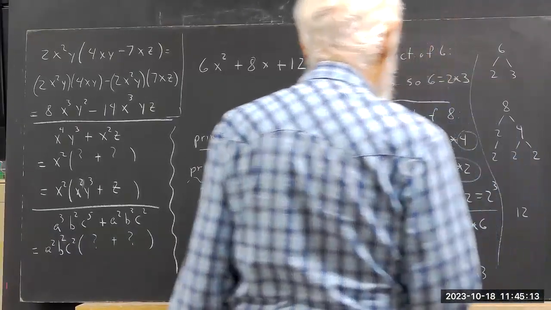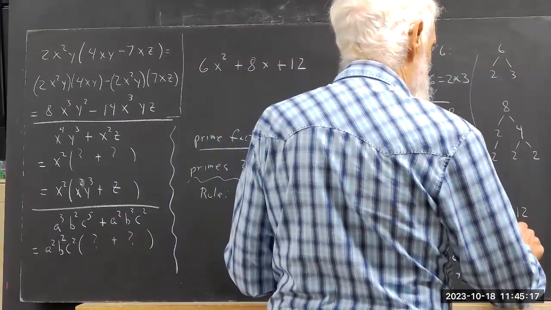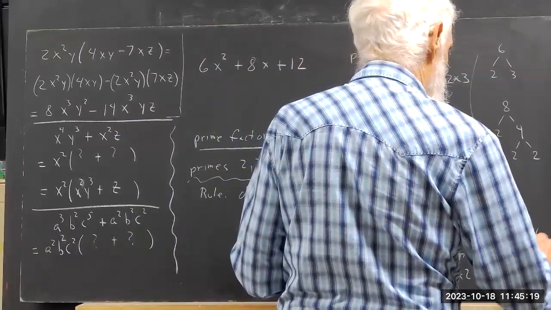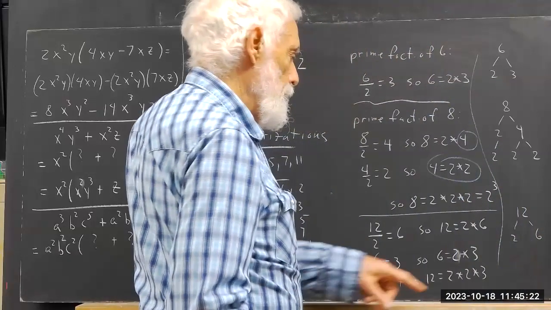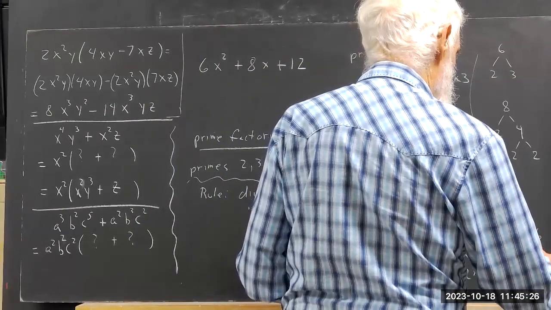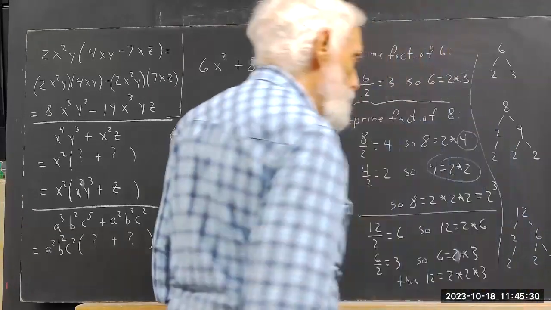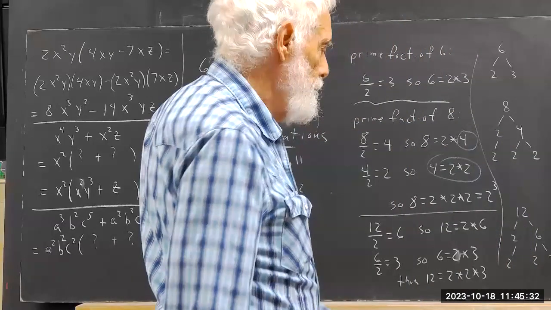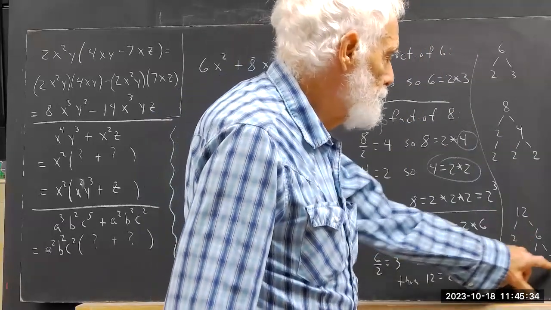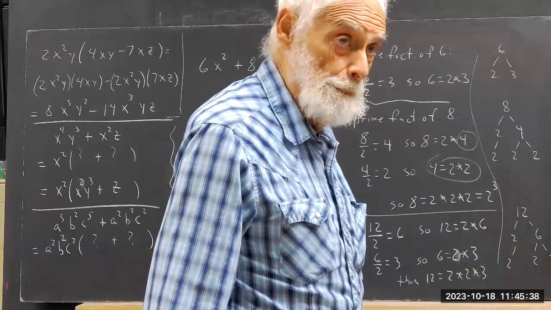And then here we got 12. We divided 12 by 2 to get 6, which means that 12 is 2 times 6. And then we divided 6 by 2. And we got 2 times 3. And we still have the 2. So, 6 is 2 times 3. The 2 is still a 2. 2 times 2 times 3.